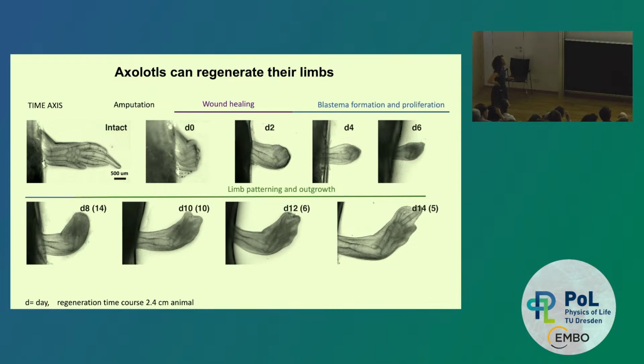Now, getting back to the main subject of our lab, the axolotl, it's always still amazing to see how this axolotl can regenerate. So here you have an intact limb, you amputate it, and then over time you see the limb regenerating and reproducing its pattern.